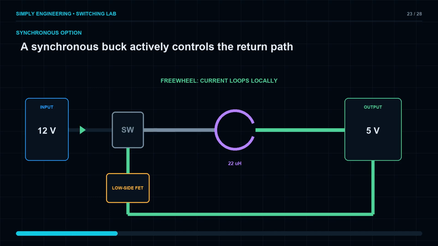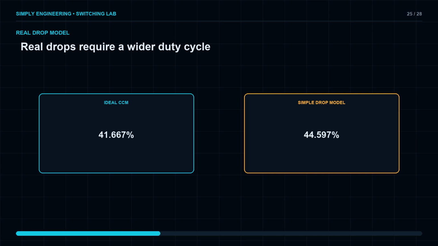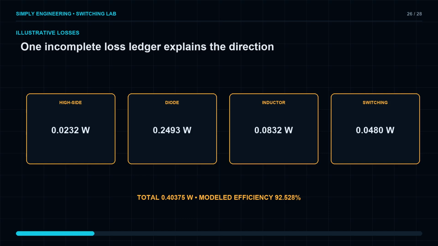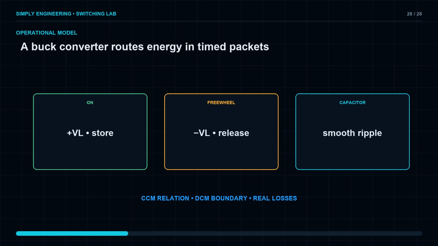A synchronous buck replaces the diode with a controlled low-side MOSFET that can reduce conduction loss, but dead time and reverse current matter. Real losses make the required duty wider than 5/12. The simple ledger predicts 44.6% duty and 0.4 watts lost. It still excludes recovery, gate drive, core, ESR, layout, and heat. Read the cycle as routed energy, not as voltage magically disappearing.